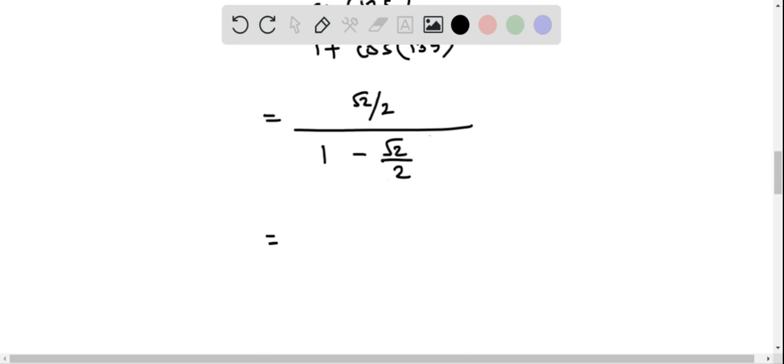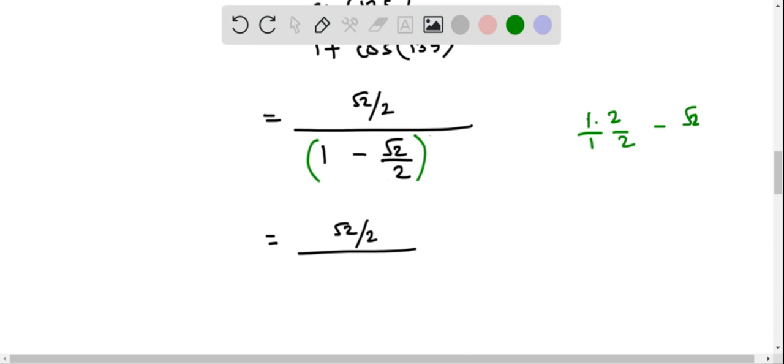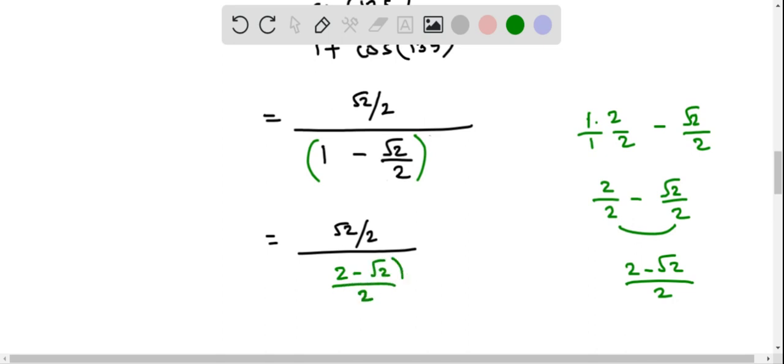Now let's simplify this. I write this numerator as it is. Now we have to simplify this denominator expression, 1 minus root 2 by 2. So here the common denominator is 2, which means this 1 has to be multiplied and divided by 2, and minus root 2 by 2. So this one is 2 by 2 minus root 2 by 2. Now the common denominator is 2, so we can combine the numerators, that is 2 minus root 2 divided by 2. So we have simplified this denominator to 2 minus root 2 divided by 2.